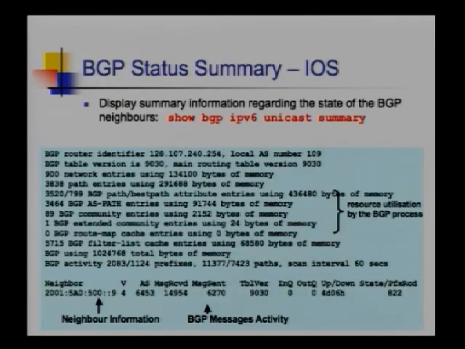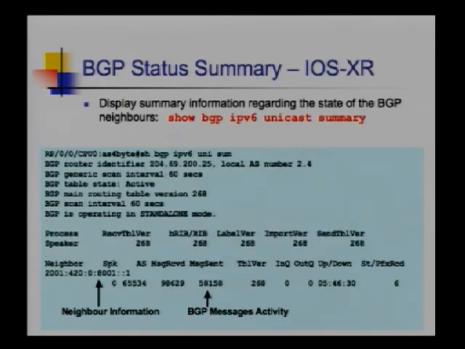BGP activity, who you're peering with, prefixes received, and so forth. With an XR, so there's an example of a long address, it splits the line, and it just looks a little bit strange.